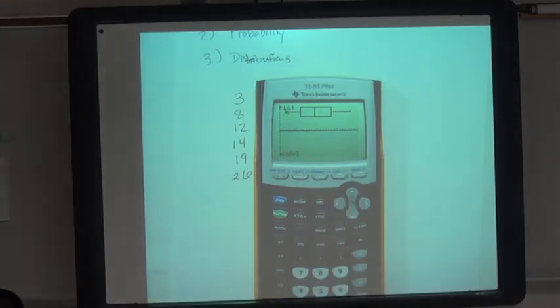Which box and whisker plot do we use? The one on the left or the one on the right? The one in the middle, the fifth one. Not the one that's connected. You have to keep on going to the right to get to the graph. Okay, I think I turned it on.